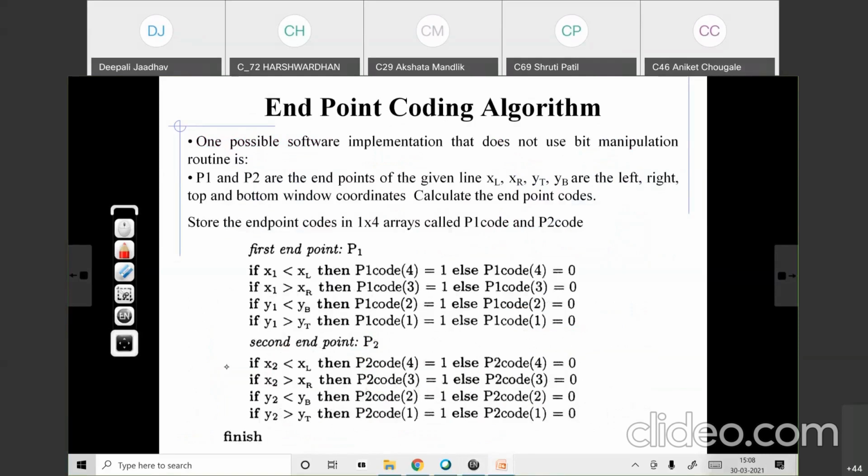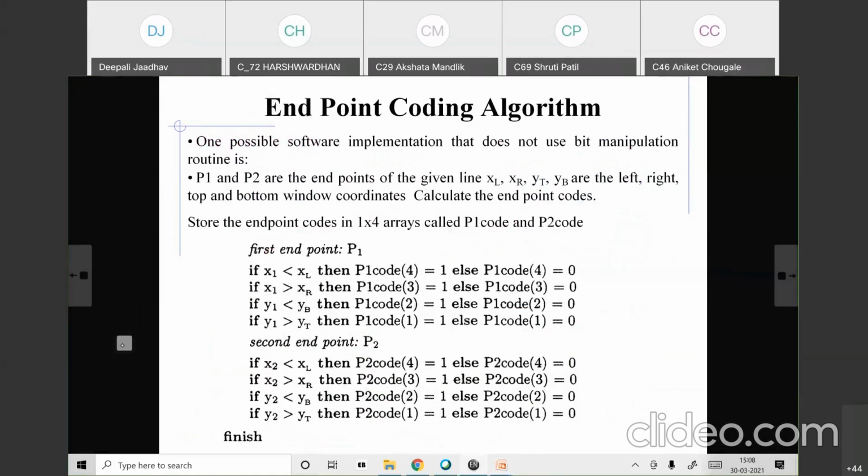So the algorithm is like this. One possible software implementation that does not use the bit manipulation method. P1 and P2 are the endpoints. This is the first endpoint, P1, with two coordinates x1, y1. P2 has the coordinates x2, y2.